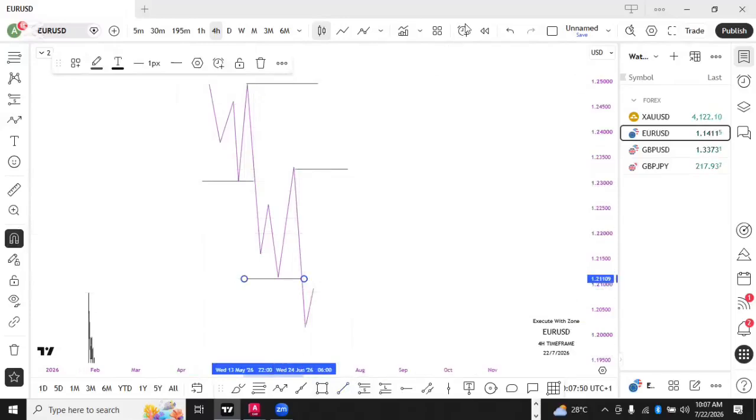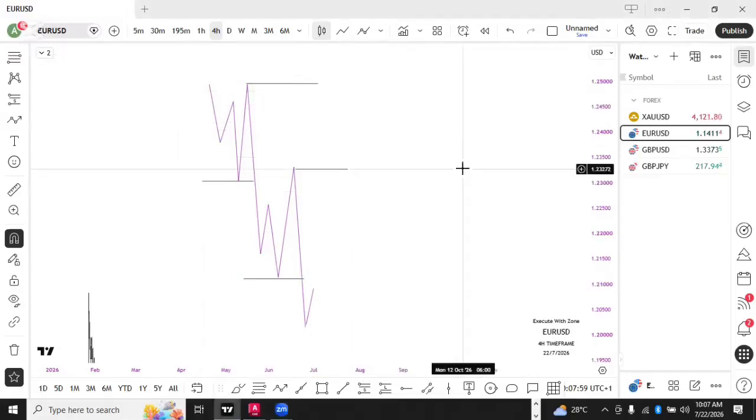And what is external range liquidity? Okay, external range liquidity are those extreme highs and lows. So they are the ones outside, the extreme highs and lows.